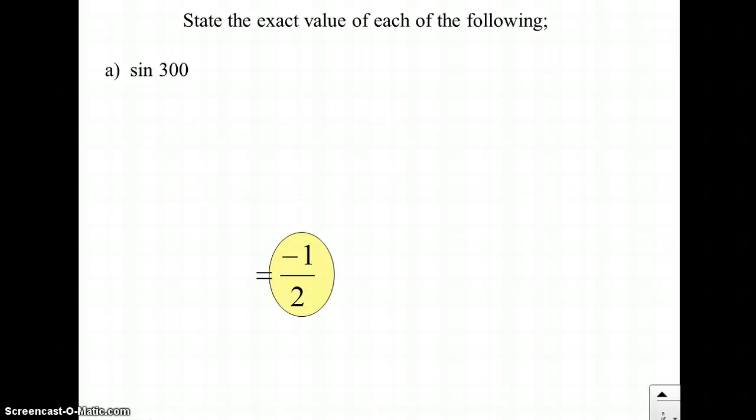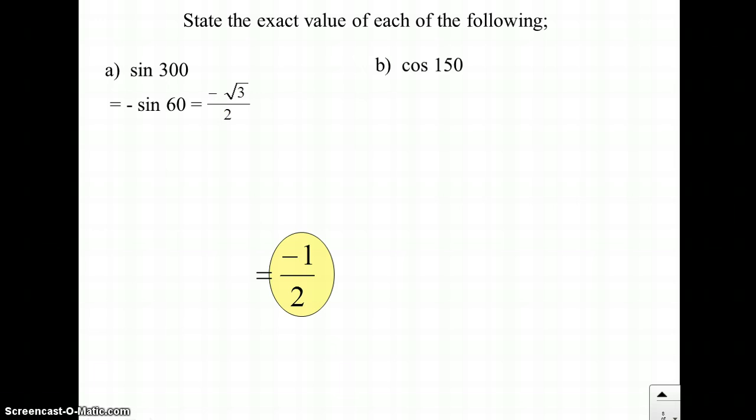Well, like we did before, the sine of 300 has a reference angle of 60 degrees, and it is in quadrant 4. So in quadrant 4, the CAST rule tells us sine is negative. So I could say the sine of 300 is the same as the negative sine of 60. If I look on the last slide, or a couple slides ago, I know what the sine of 60 degrees is. The sine of 60 degrees is root 3 over 2. So I want the negative sine of 60, so I get negative root 3 over 2. So the exact value for the sine of 300 is negative root 3 over 2.